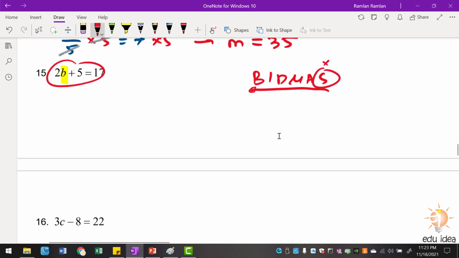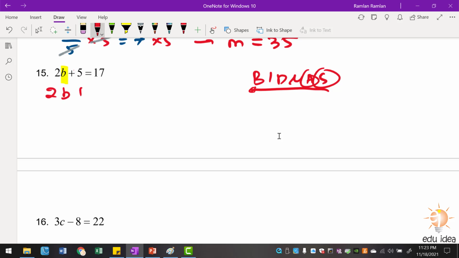So can you see here we have the subtraction? No. Okay, so let's go to the next one. Do we see any addition? Yes, we have addition, which is here. So we get rid of that addition first, okay? So that is being added with 5, so we're going to subtract 5 from both sides.